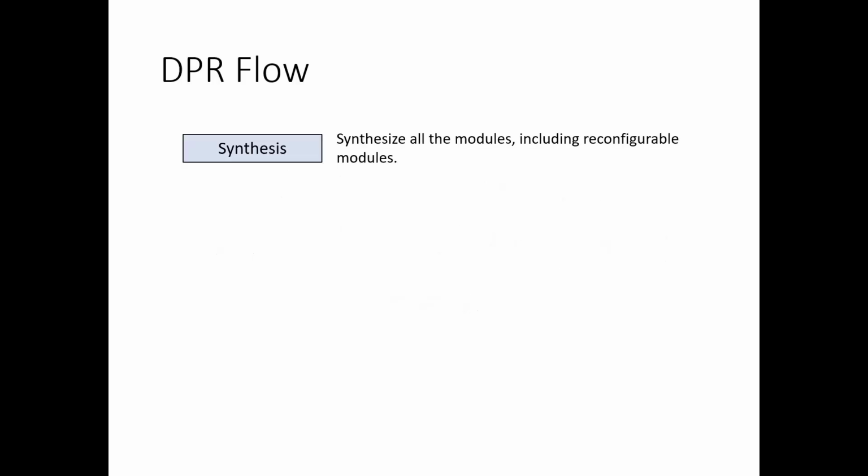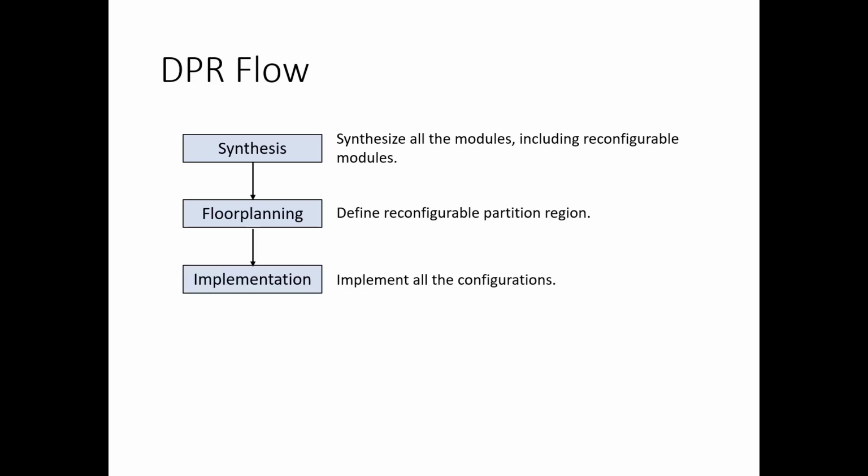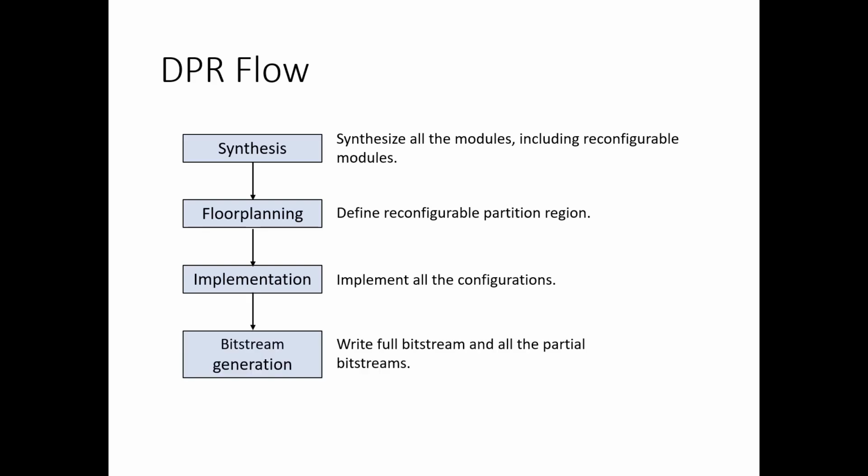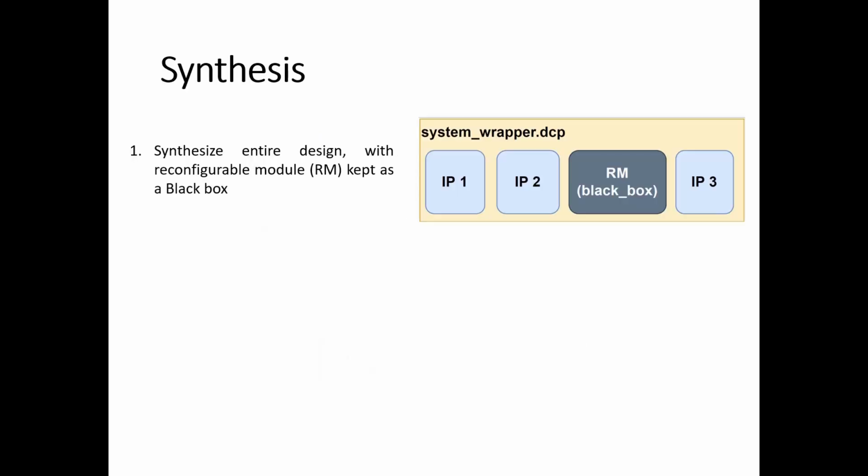Now, the same flow will be for the DPR. So first we will synthesize all the modules including the reconfigurable modules. Then we will define a reconfigurable partition region which will hold our reconfigurable modules. After that, we will run the implementation which will implement all the configurations that we have. And then finally, we will generate the full and partial bit streams for all our configurations.